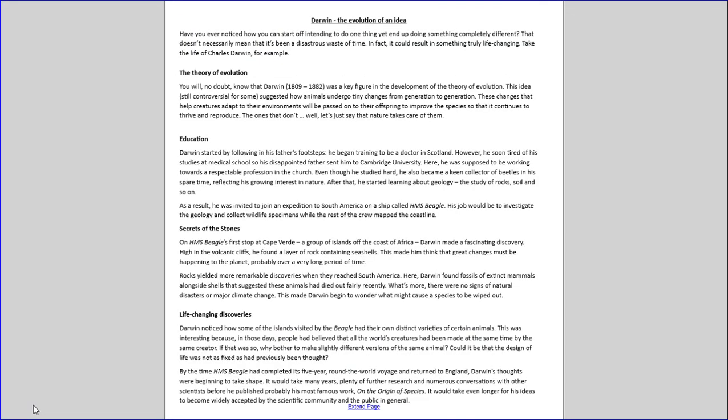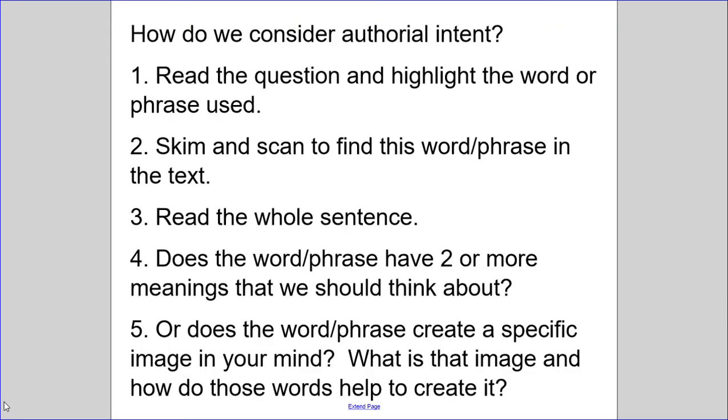So, find it in the text. Here we go. The evolution of an idea. Read the full sentence. Darwin, the evolution of an idea. That didn't help me much this time, did it? Never mind. And now, this word, are they creating a particular image in your mind? I'm not sure that they are for me. So I think this time we're going to be looking at point 4. Does the word or phrase have 2 or more meanings that we should think about?